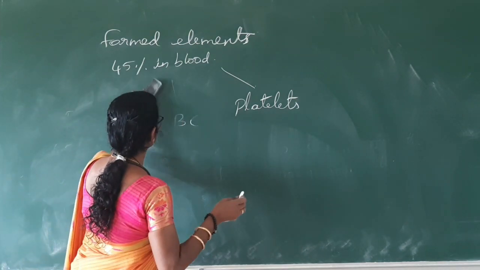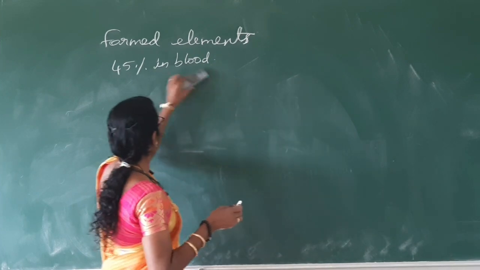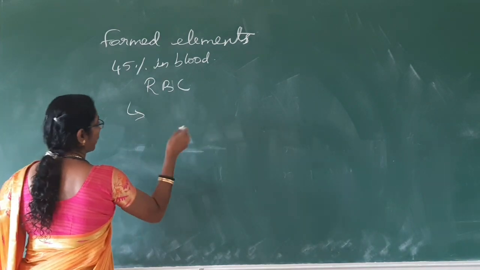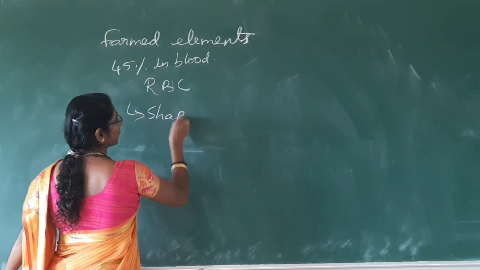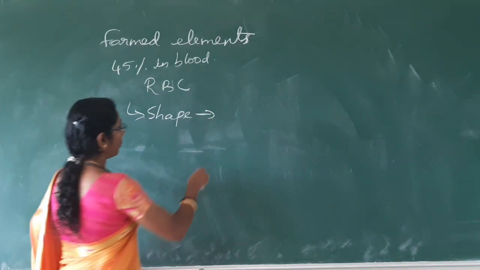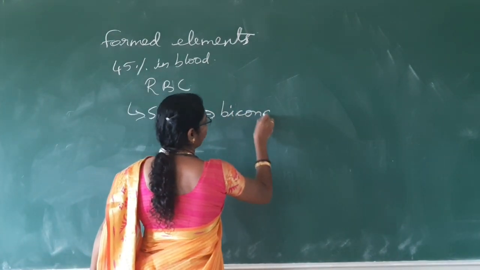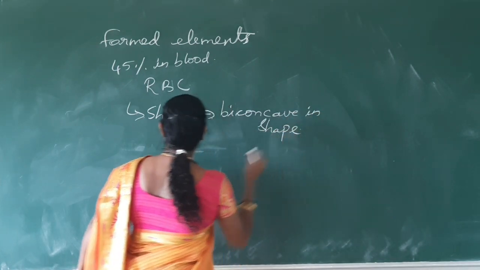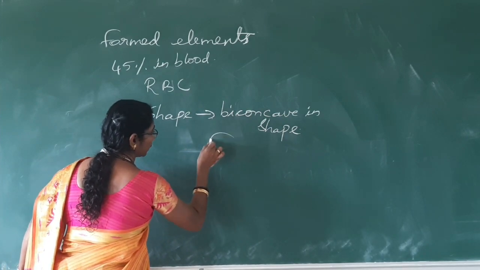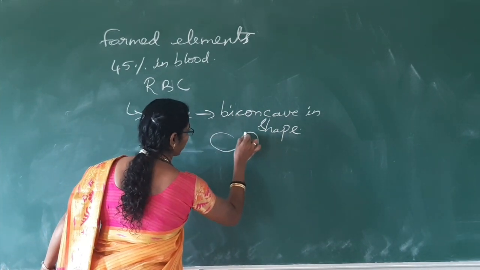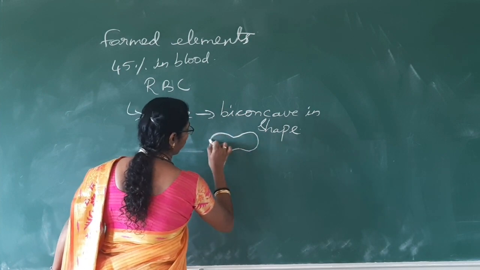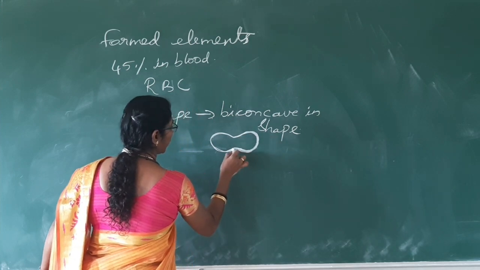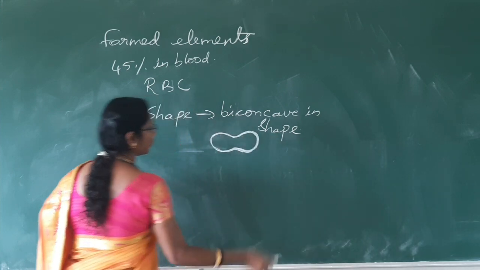Let me rub all these things. Just we write RBC. The shape of the RBC is biconcave. So how will it be? It will be like this. In the center, it will be bent like this. This is biconcave in shape. Alright? So the RBCs will be biconcave in shape.